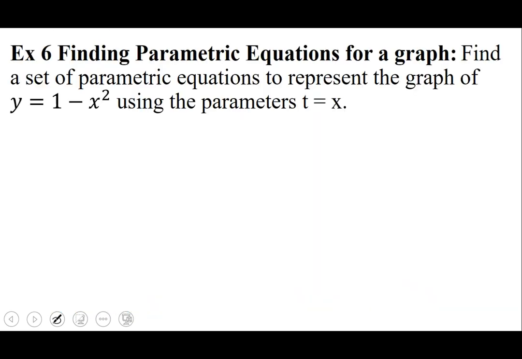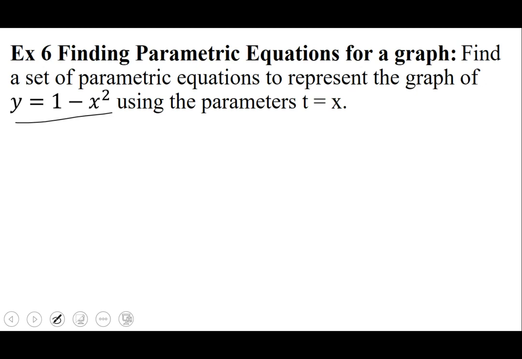So the last couple of examples here. Finding parametric equations for a graph. It says find a set of parametric equations to represent the graph of y equals 1 minus x squared using the given parameter t equals x. These are actually very simple. I only put one of these on the homework because it really is that simple.